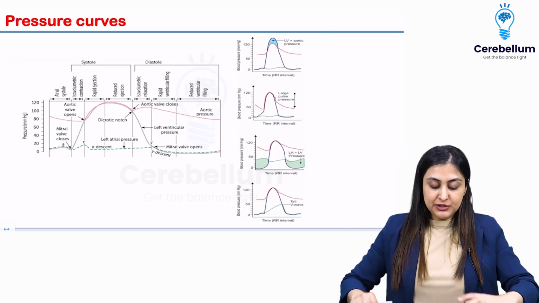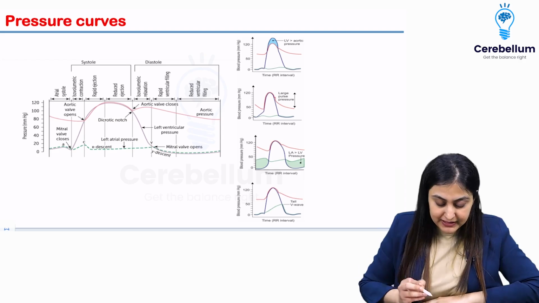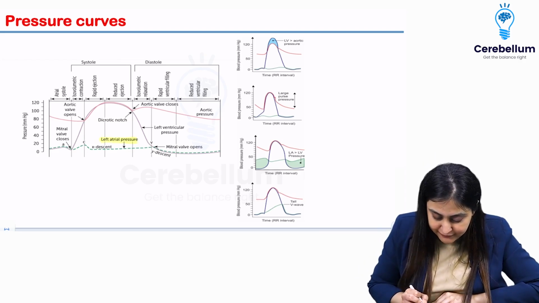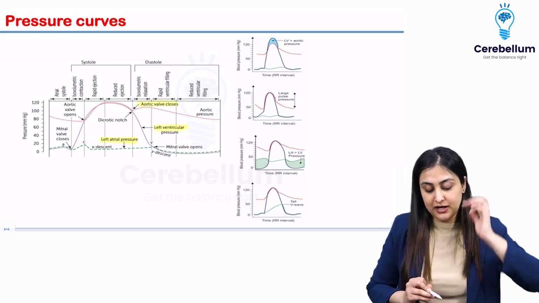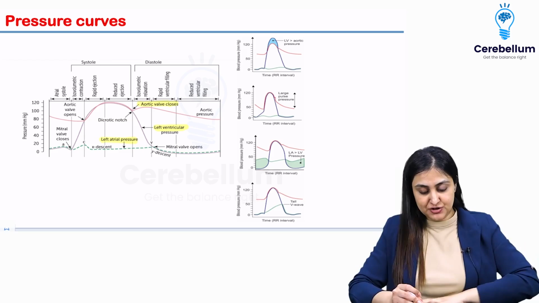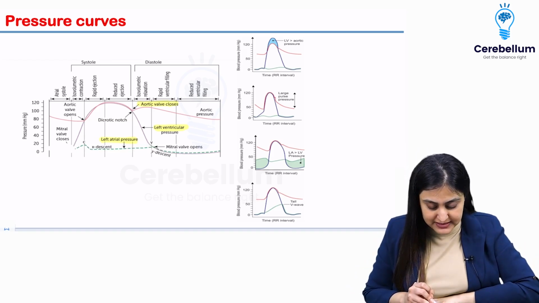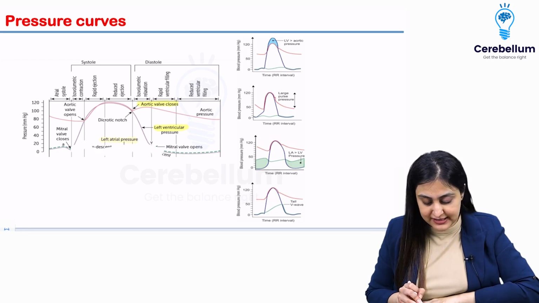Now let's talk about the pressure curve here. We are comparing the pressure of the left atrium, the left ventricle and the aorta. Alright, so we have these three pressures. So left atrium obviously has the smallest pressure. It's just doing its own thing. It is increasing slightly in pressure. This is just like the JVP curve.